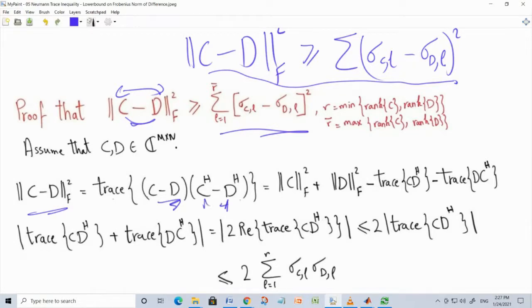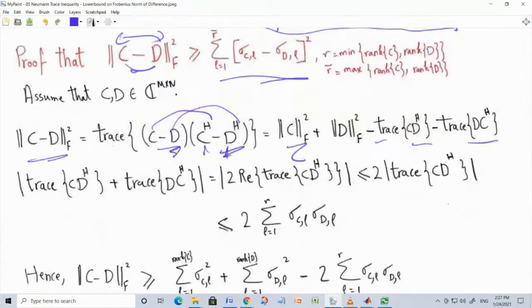So trace of (C minus D)(C Hermitian minus D Hermitian), and then you multiply, so you get 4 terms. Basically you get trace C C Hermitian, that's the square of the Frobenius norm of C. You get trace D D Hermitian, that's the square of the Frobenius norm of D, and then you get cross terms: minus trace C D Hermitian minus trace D C Hermitian. Okay? Now, basically, the cross term here is the trace of C D Hermitian plus the trace of D C Hermitian.